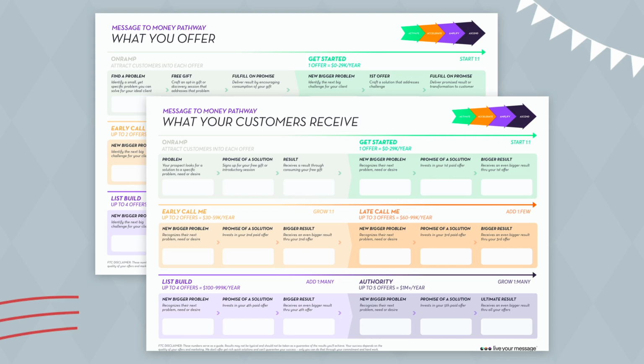It's all about sequencing the steps and offers on your customer journey so your leads keep saying yes in bigger and bigger ways. And they're grateful to you for presenting just the right next step at just the right time to keep them moving forward so they can sustain the momentum they built in the previous step and get bigger and bigger results. Your message to money pathway is a more customer-centric version of a sales funnel that feels better for you and better for your customers.